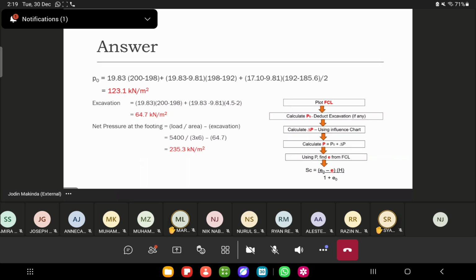123.1. This is the effective overburden pressure calculated from the top of the soil layer to the middle of the clay layer. All right. Then what is the next step? The next step is to deduct the excavation. Consider the excavation. What is the excavation?